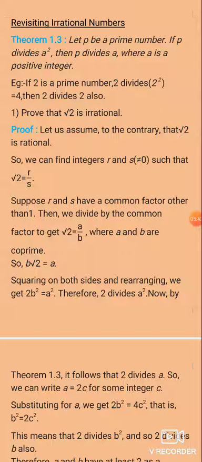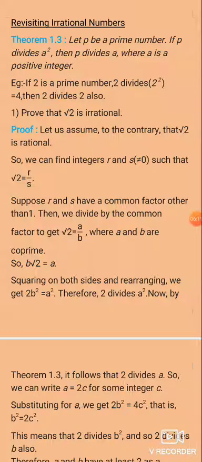2b square is equal to a square. Now we can apply that theorem. 2 divides a square. Now the theorem shows that 2 divides a also. Here 2b square is equal to a square, so 2 divides a square, then 2 divides a also. Okay, that means a is a multiple of 2.